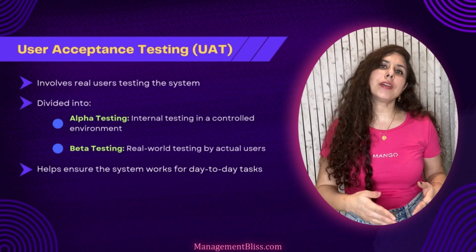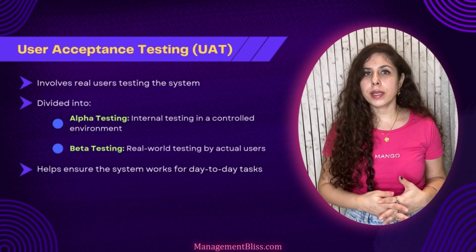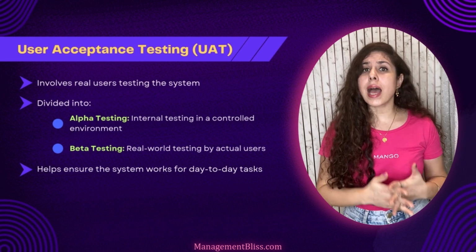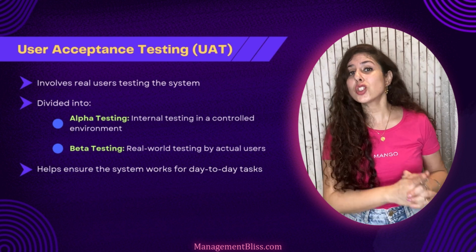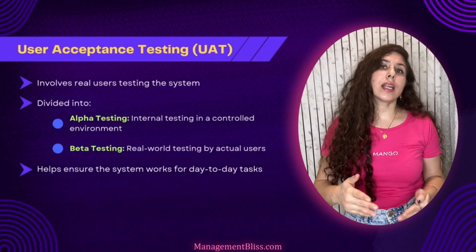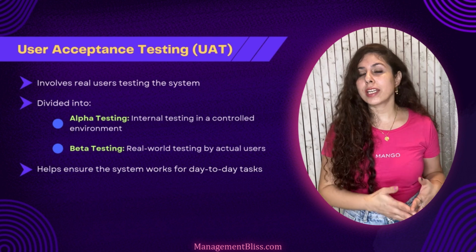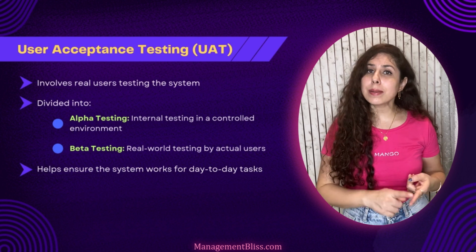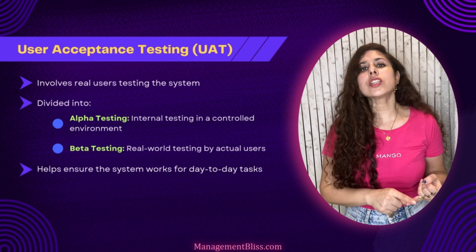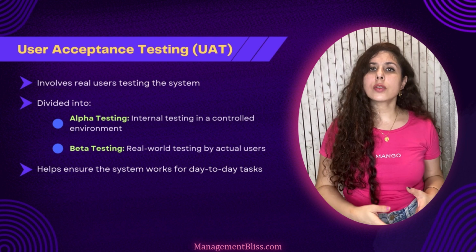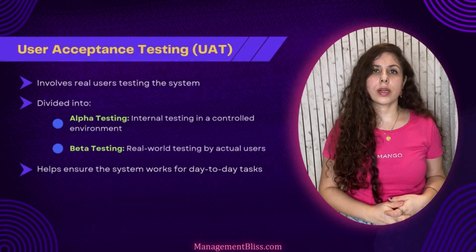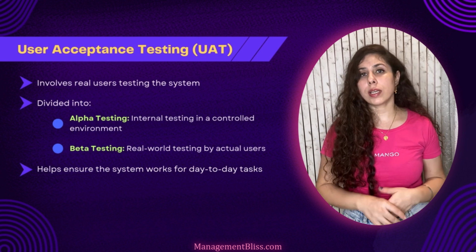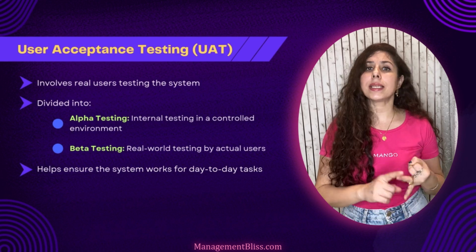For example, if we are building a hospital management software, then in user acceptance testing, some of the doctors, nurses, admin staff will get their hands on the system, since they are the ones who will be using the hospital management system every day. We need to make sure that it actually helps them to do their jobs like registering patients, booking appointments, or checking medical records, etc. User acceptance testing is further divided into two different levels, alpha testing and beta testing.